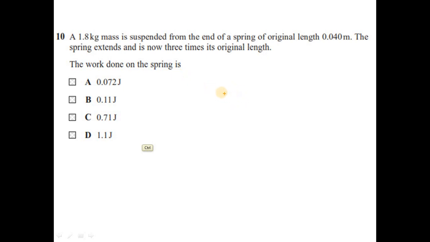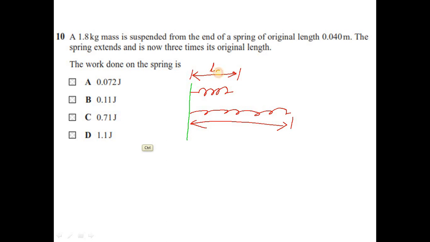So let's say you have a spring. This is the original length of this spring till here. You support one end of this spring, and then due to some force, this spring is stretched. The original length is L0 and the new length is L. After extension they are saying it is 3 times the original length, so L is equal to thrice of L naught.